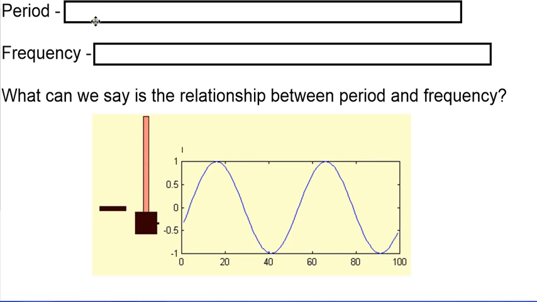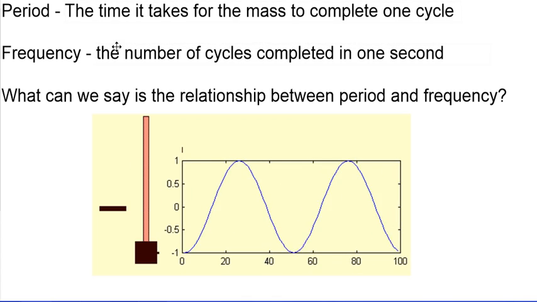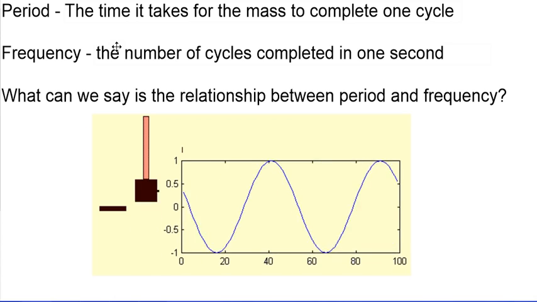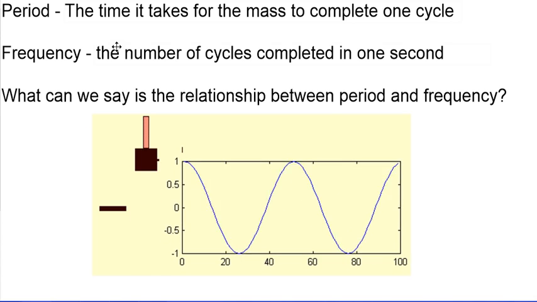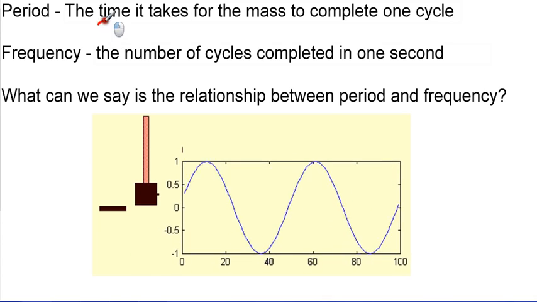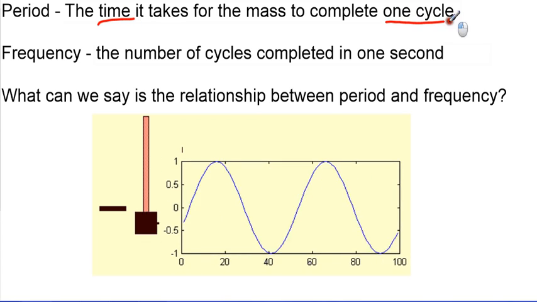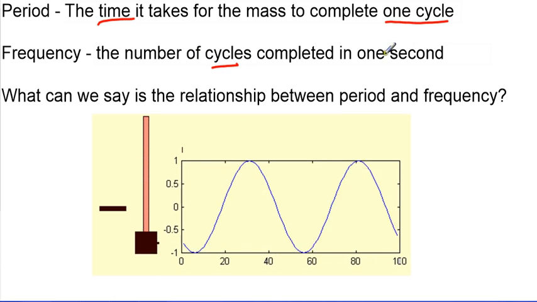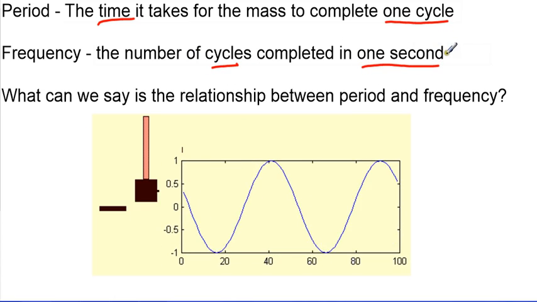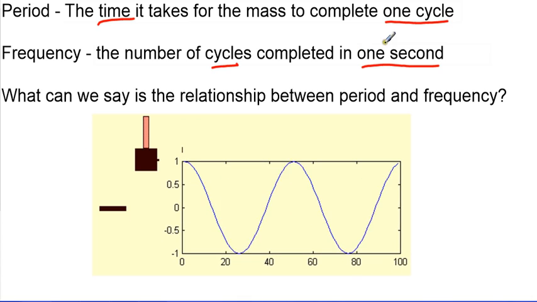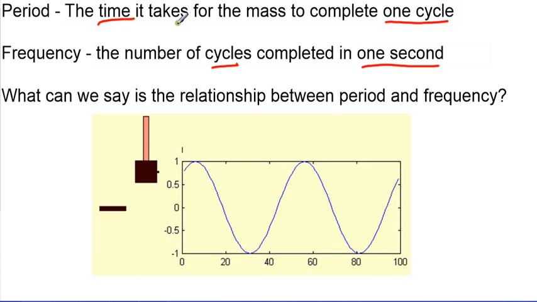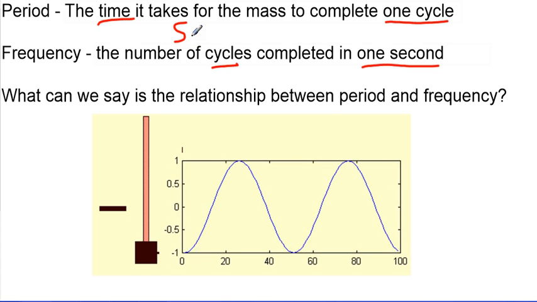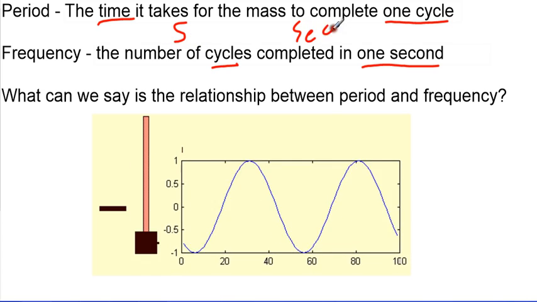Next, a couple more terms. We have period and frequency. These two terms are related to each other, but you have to be very careful with the two. Period is the time it takes for the mass to complete one cycle, whereas the frequency is the number of cycles completed in 1 second. Typically, we use 1 second here. So the period is going to be measured in time, and our default unit is going to be simply the second. You can think of this as seconds per cycle, if that helps.